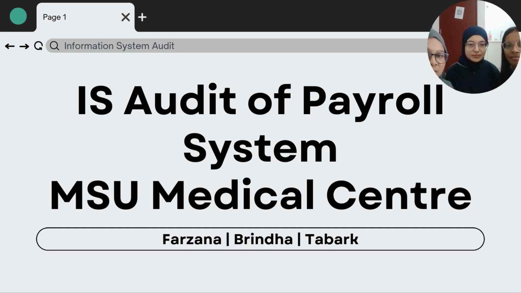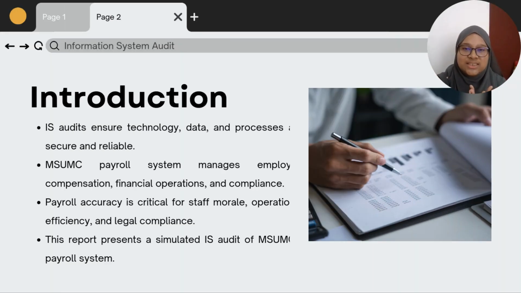So today we will explain about the IS audit of the payroll system, MSU New Medical Center. For the introduction, IS audit is to ensure the technology, data, and processes are secure and reliable. For the MSU MC, the payroll system is to manage their employee compensation, financial operations, and also the compliance. And for payroll accuracy, it is critical for staff morale, operational efficiency, and legal compliance. So this report will present a simulated IS audit of the MSU MC payroll system.